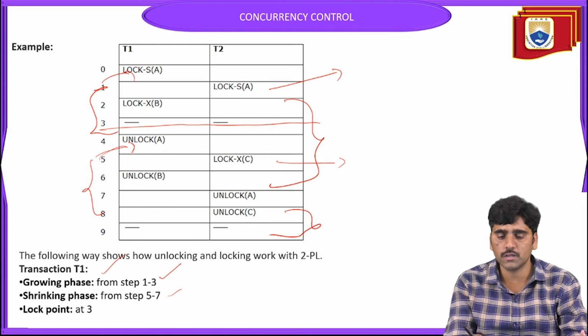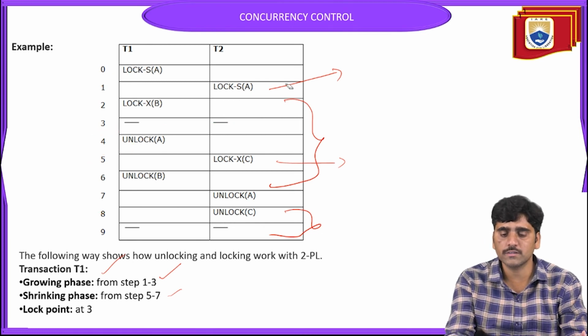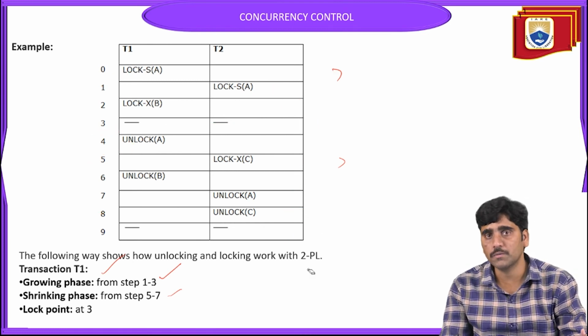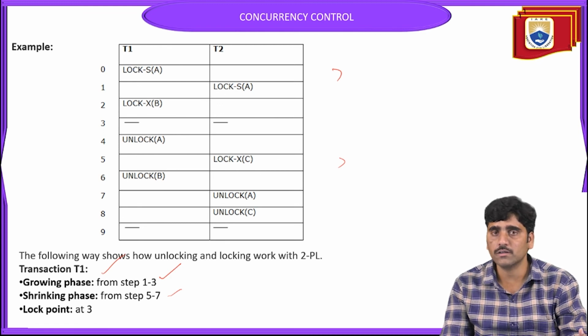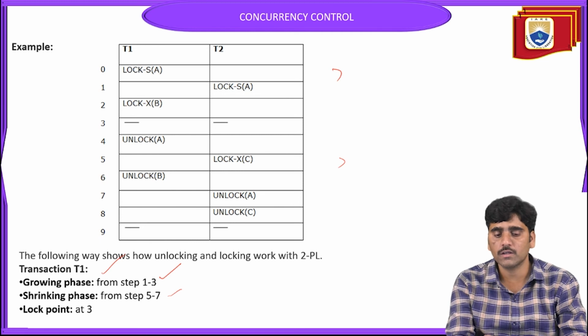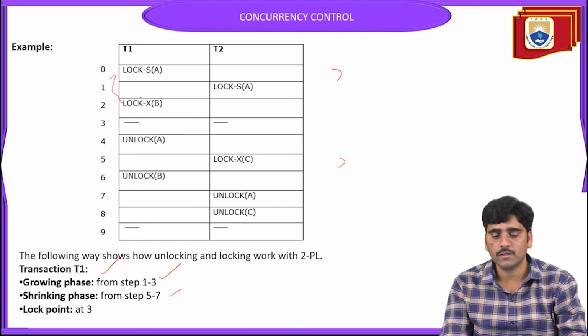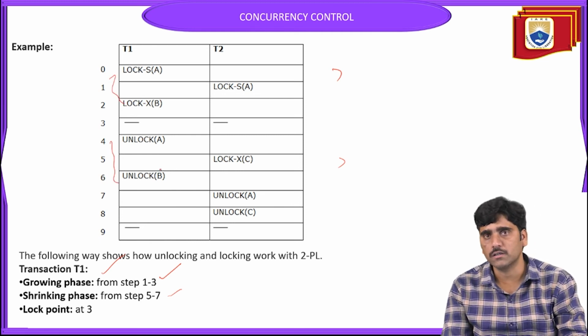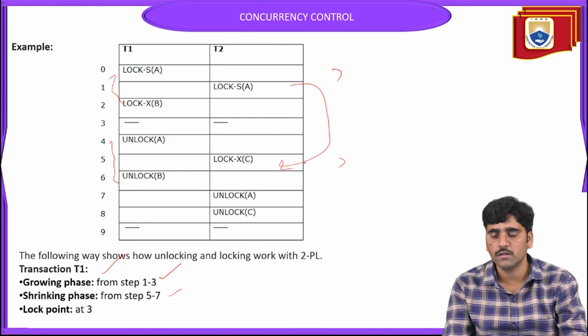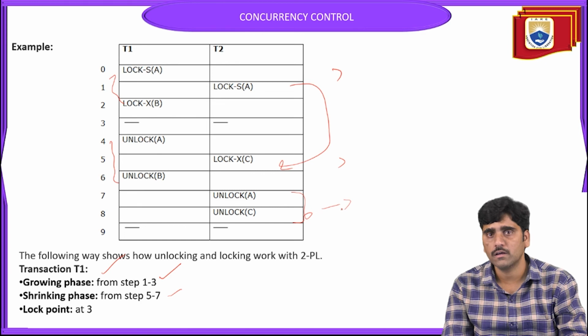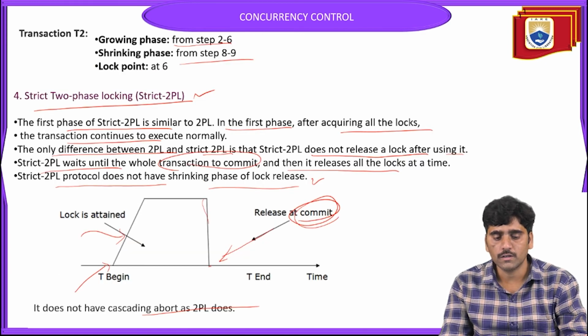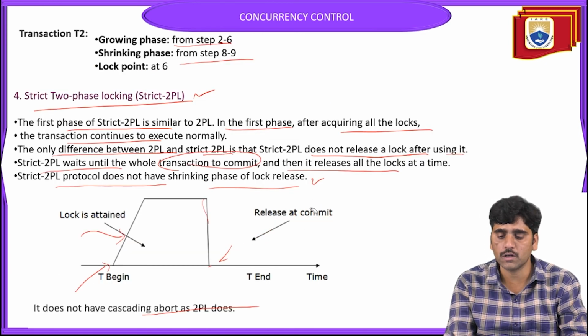This diagram shows that in particular phases of a transaction, it is going to obtain the lock and it is going to release the lock. So at a particular point of time, the lock is attained here and the lock is released here. Similarly, from this phase, the lock is attained and here the lock is released. And the last one is the strict two-phase locking protocol.